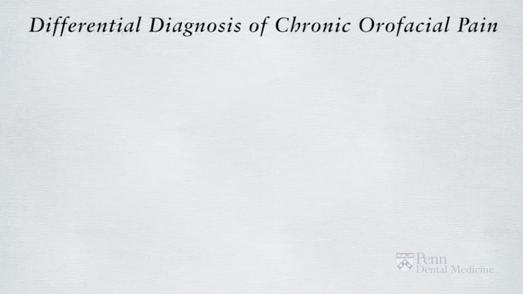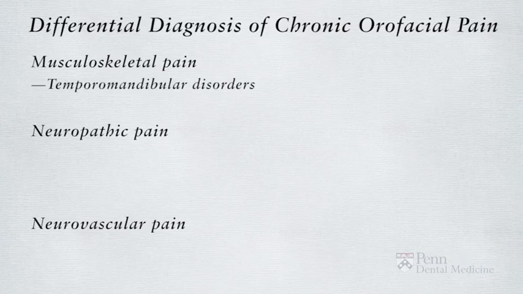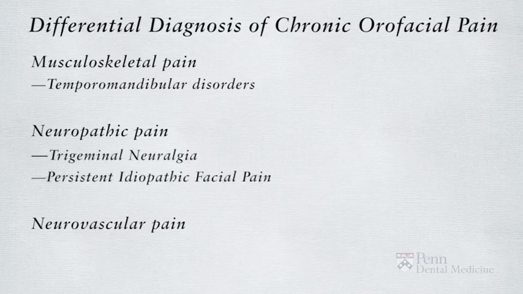When considering the differential diagnosis of chronic orofacial pain conditions, one may group them into three broad categories: musculoskeletal pain, neuropathic pain, and neurovascular pain. The most common type of chronic orofacial pain condition classified as a musculoskeletal disorder is temporomandibular disorder, which we will discuss in greater detail in subsequent segments. Neuropathic pain may be considered as pain caused by a lesion or disease of the somatosensory nervous system, despite the fact that many cases of neuropathic pain do not have identifiable pathology associated with them. Trigeminal neuralgia and persistent idiopathic facial pain are two common types of neuropathic pain conditions that we will discuss in more detail in subsequent segments.